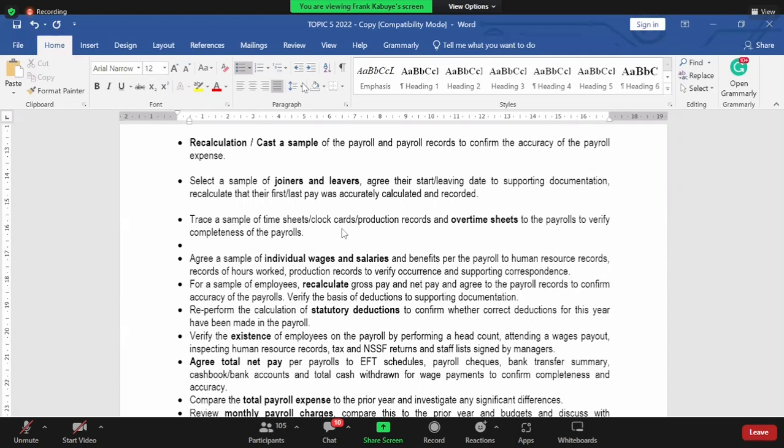Do they clock in every day? Do they sign the arrival book? That would be evidence that they actually work. Do they have performance appraisals and all that? Then you agree the net pay to the EFT schedules.